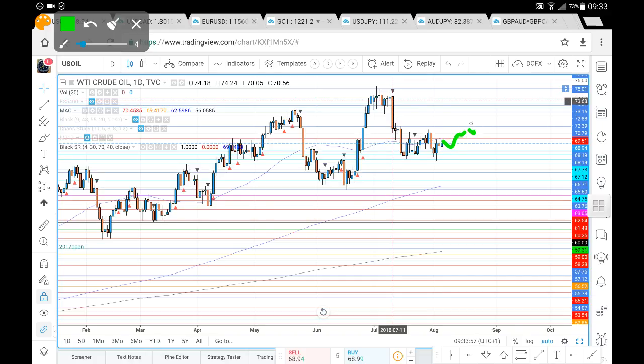especially if we do break and hold above 69.51 for moves up towards that 70.79 or even beyond that. We're looking for a move up towards that 72.39 here on the US oil.